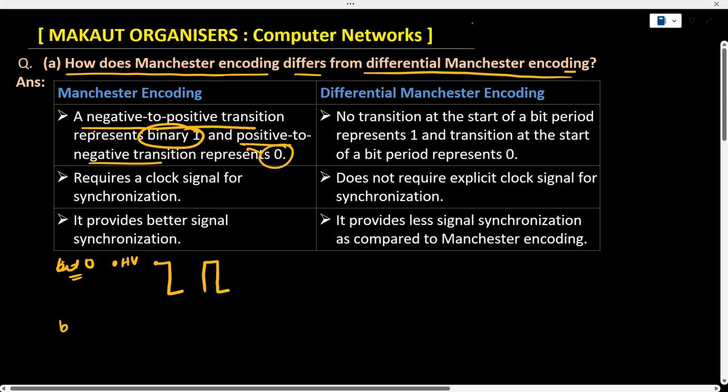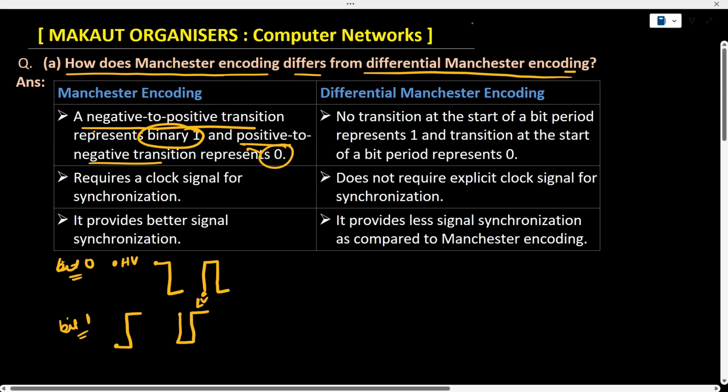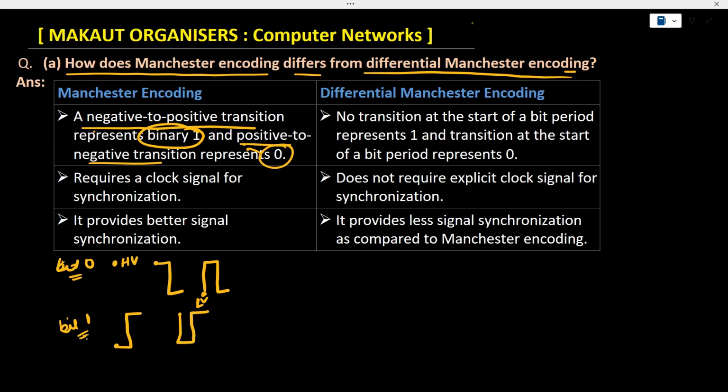And in case of bit 1, this is low voltage. In case of bit 1, we make a transition from negative to positive, that is from low voltage to high voltage. That is, if we are at a low voltage, we make a transition like this. And if we are at a high voltage and the bit value is 1, then we make a transition like this in case of bit 1. So this is for Manchester.